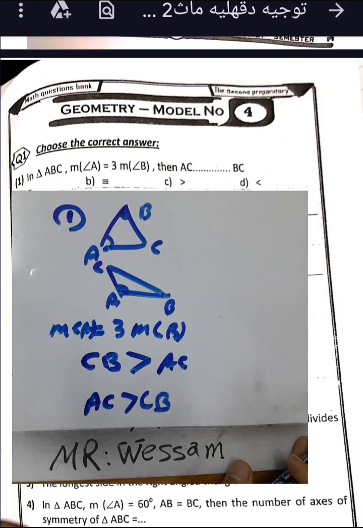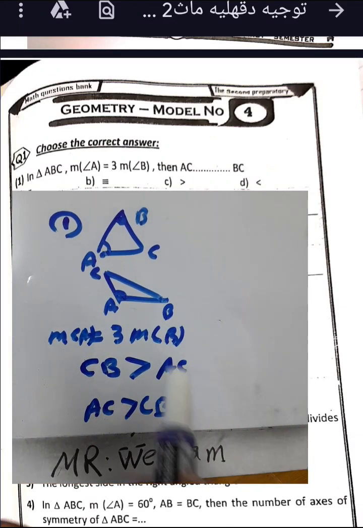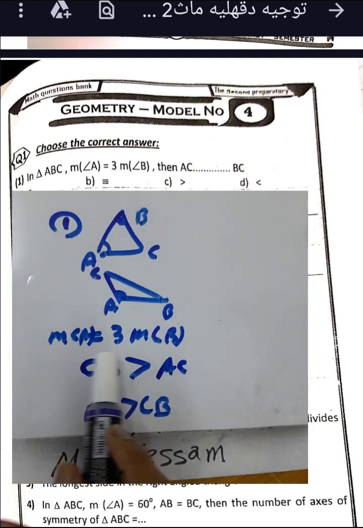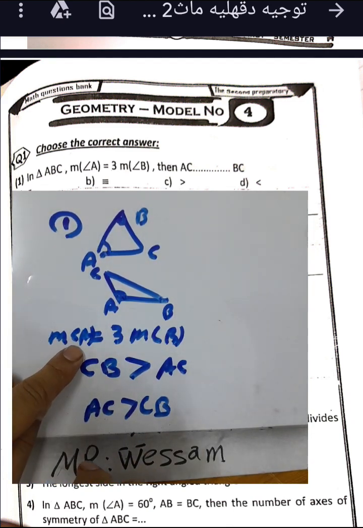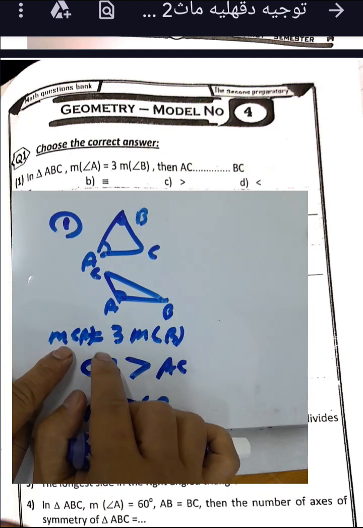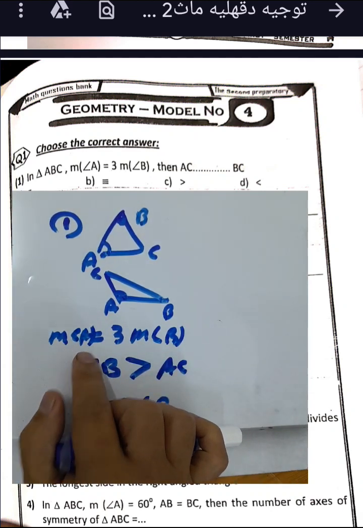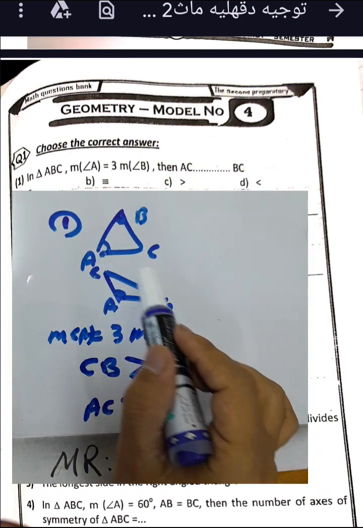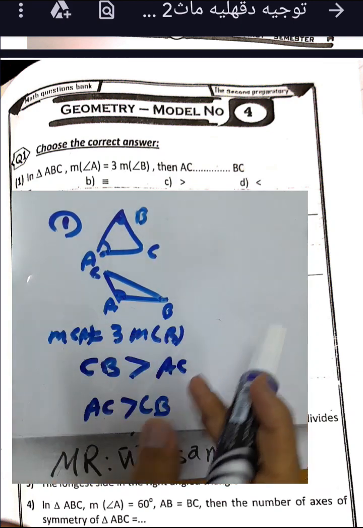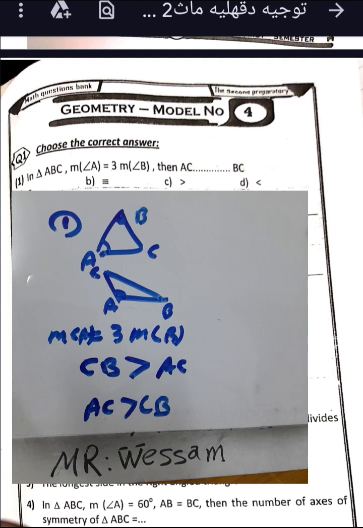Let's work through question number 1. In triangle ABC, if the measure of angle A is 3 times the measure of angle B, we want to find the relation between AC and CP. In this example, we have three sides in the triangle, and it gives us this information: the measure of angle A is 3 times the measure of angle B. It means angle B will be obtuse. Then the side lengths will be opposite. The side opposite the greater angle will be greater inside the triangle. Then we can write AC greater than CP.